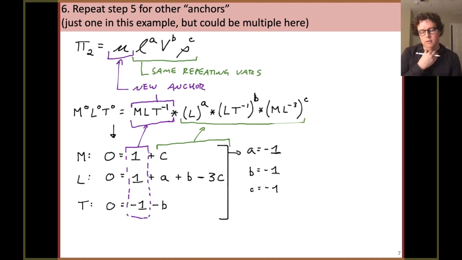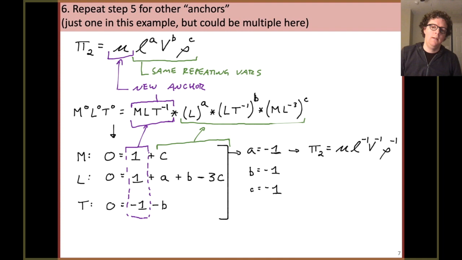So once again, you can solve that system of equations and find a, b, and c all turn out to be -1 in this case. So here's your second pi term. It's your anchoring variable, mu, multiplied by the inverse of length, velocity, and density. Or cleaned up a little bit, we could write it this way. Now, that's our second pi term.